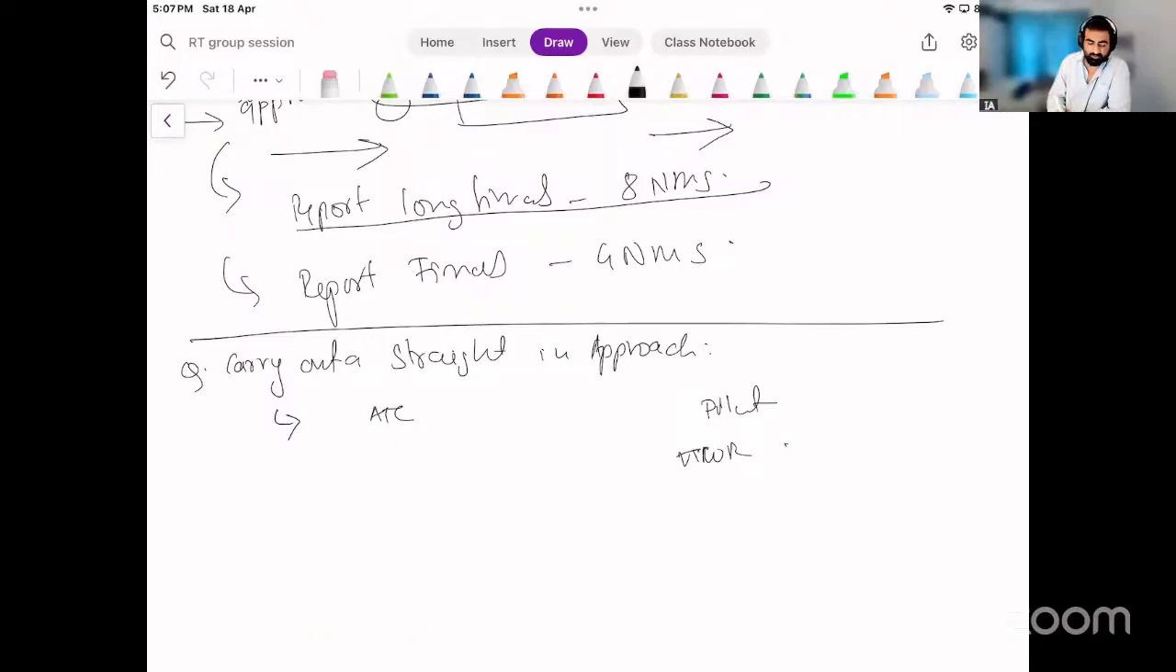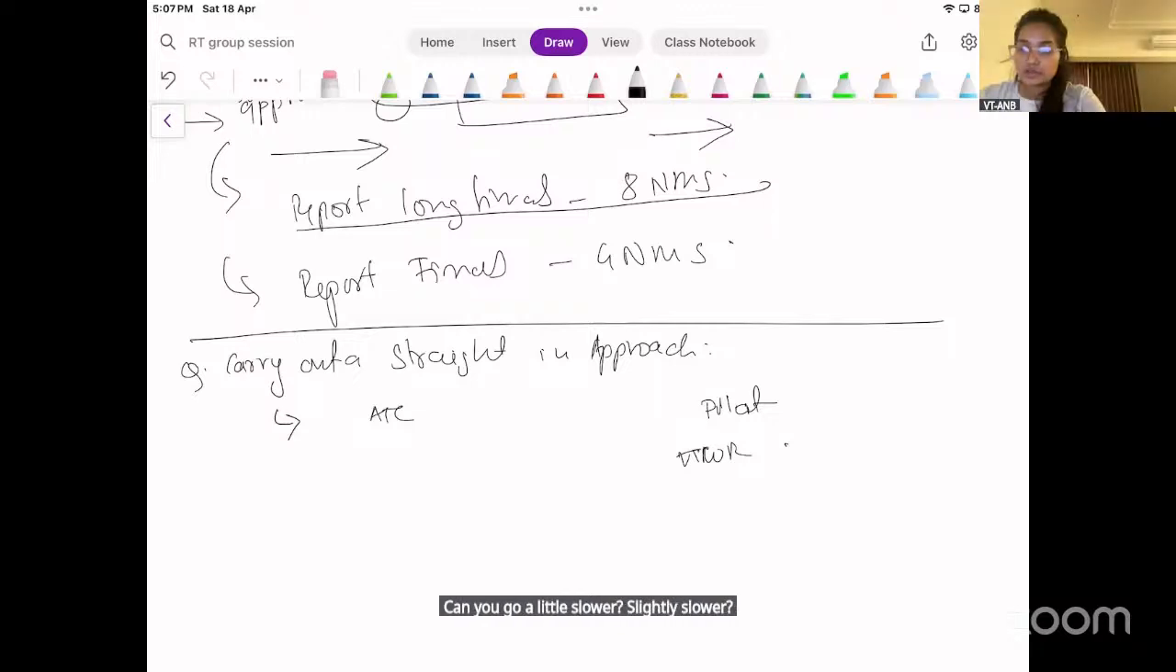Can you go a little slower? Slightly slower? Delhi Tower, Victor Tango Alpha November Bravo, long final runway 29er, request straight in approach, runway 29er.